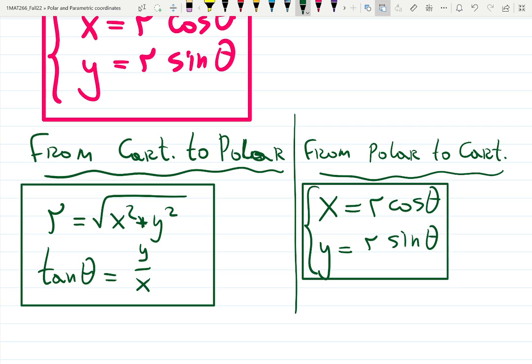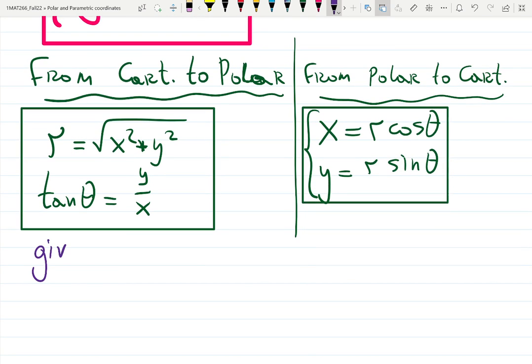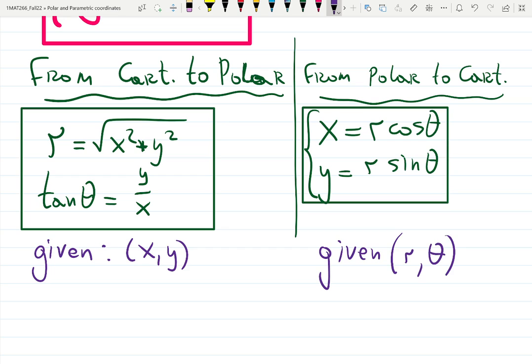In the first one, they give you x and y. Given x and y shape. In the second one, given r and theta. Please remember the order. R goes first, theta goes next. So first, the distance from the center, then the angle. This is a basic introduction of polar equations. And now we'll be practicing lots of cool things.